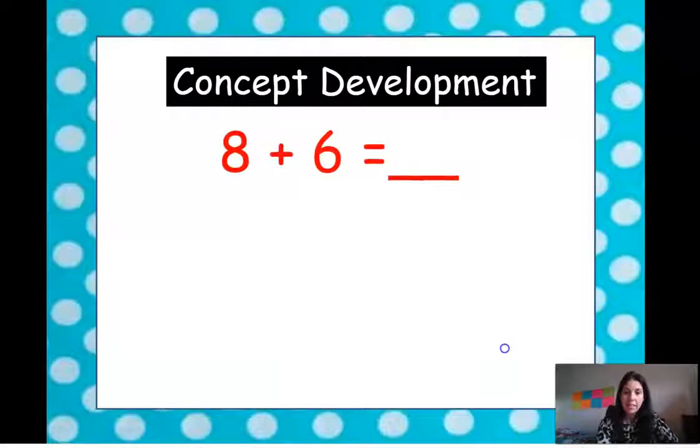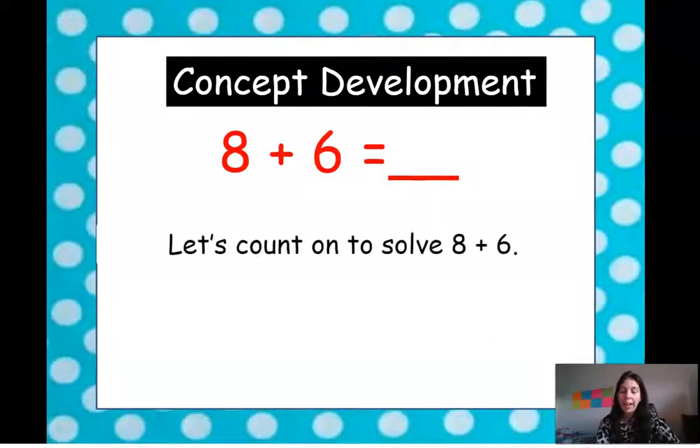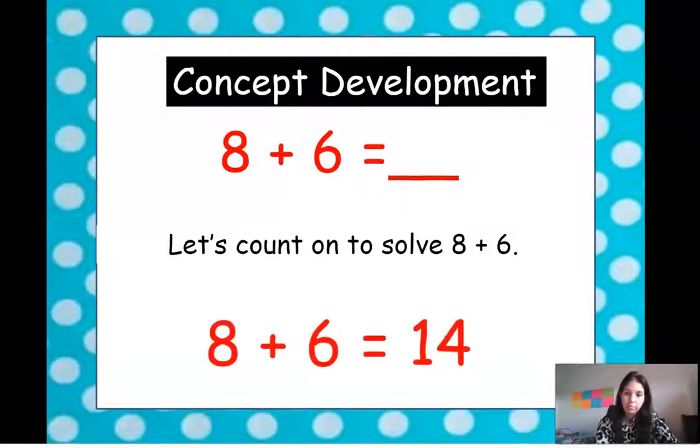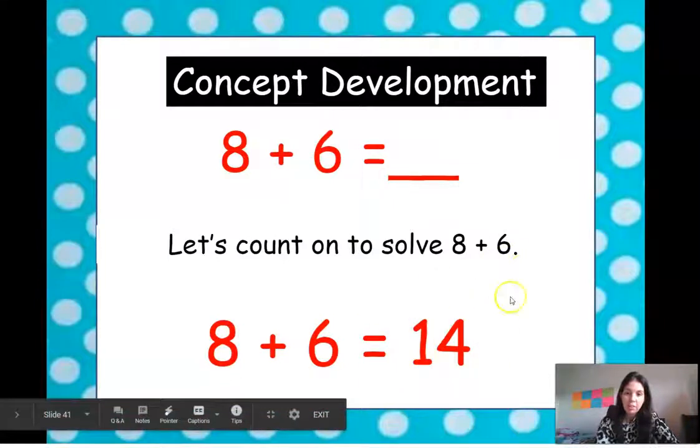8 plus 6, we can go ahead and count on. So we say 8 in our head, 8, and then start counting up. 8, 9, 10, 11, 12, 13, 14. We still get the same answer, but counting on takes a little bit longer. We still get our same answer of 14.